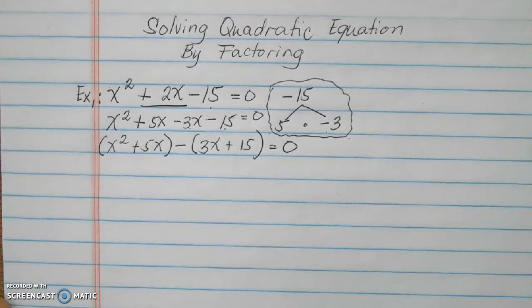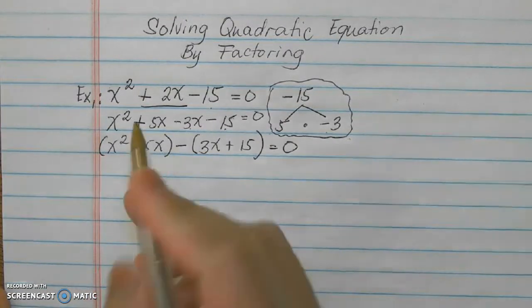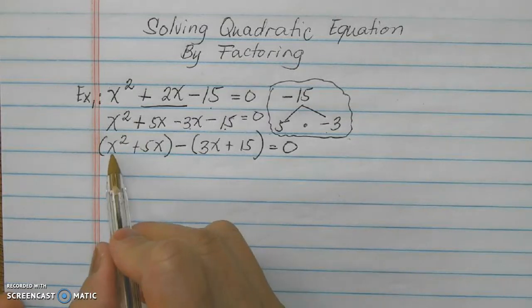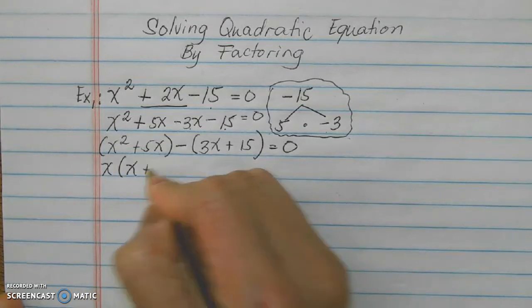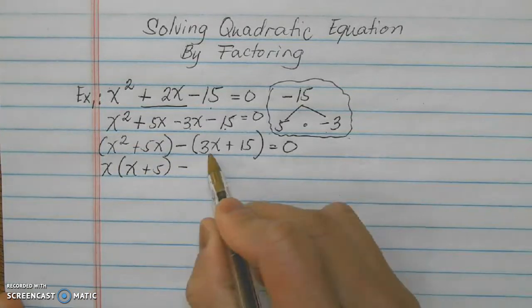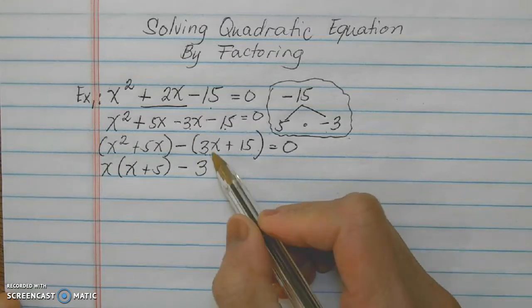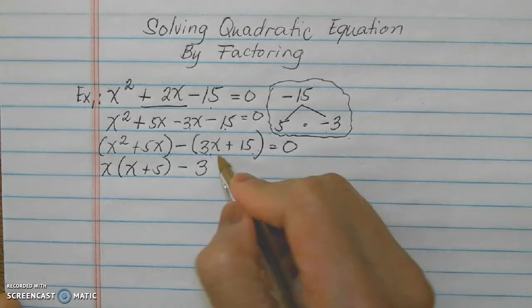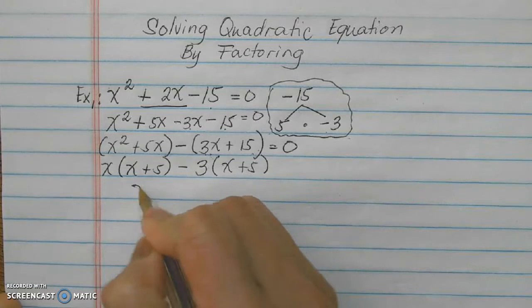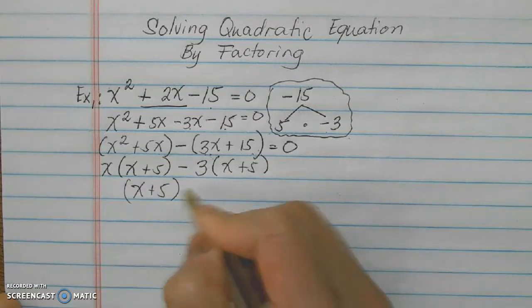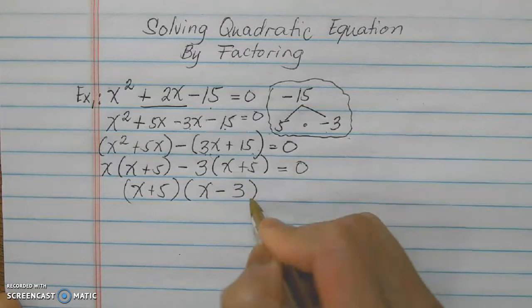So now we are going to take out the common monomial factor that is common to x squared and 5x, which is x. That's going to be x plus 5, minus the greatest common monomial factor, which is 3, and that's x plus 5. So now our factors are x plus 5, parentheses x minus 3. And again, they equal 0.